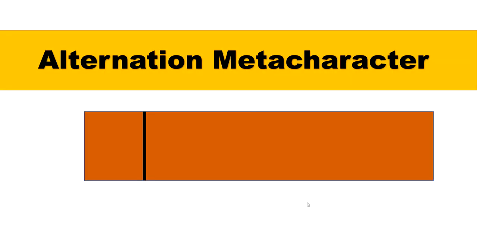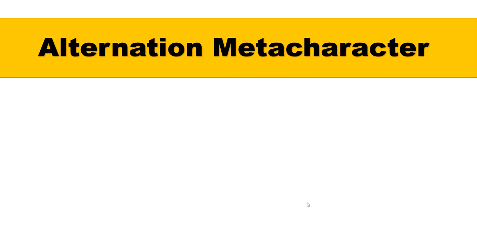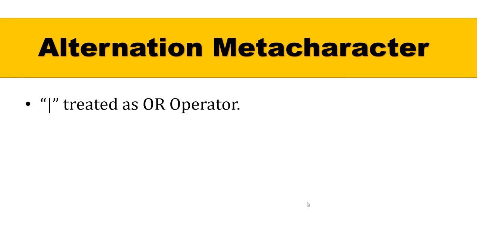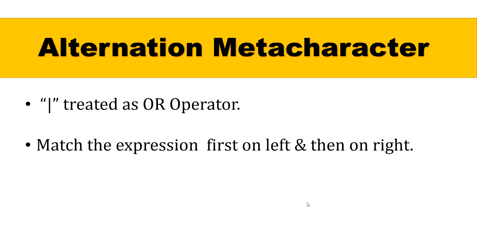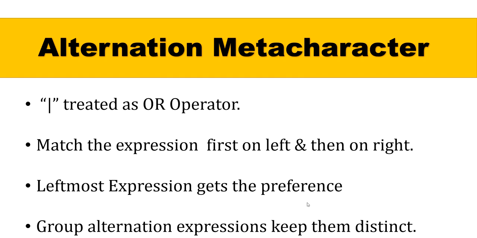Here, the alternation metacharacter is represented with the help of an upright bar or pipe. If you look at your keyboard, it is on the right side above the return key, or it can be above the backslash. It depends on the keyboard you are using. The alternation metacharacter is always treated as an OR operator. It matches the expression first on the left and then on the right, but the leftmost expression gets the preference, and group alternation expressions keep them distinct.